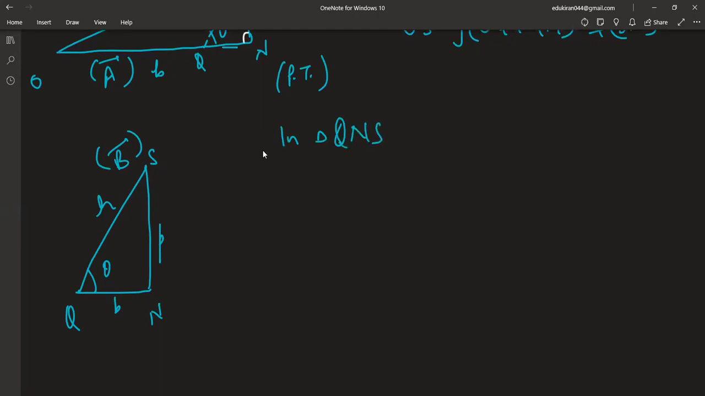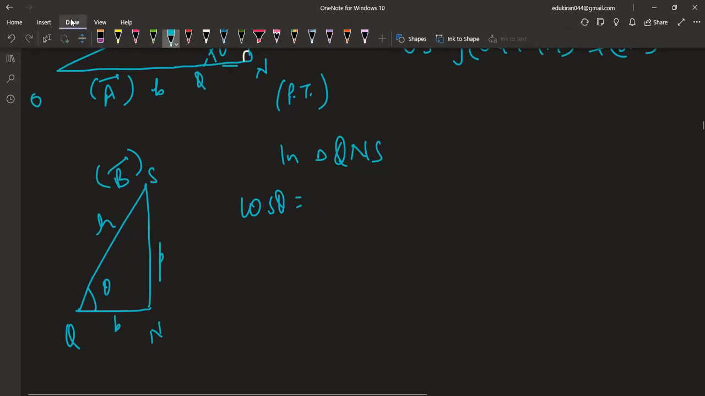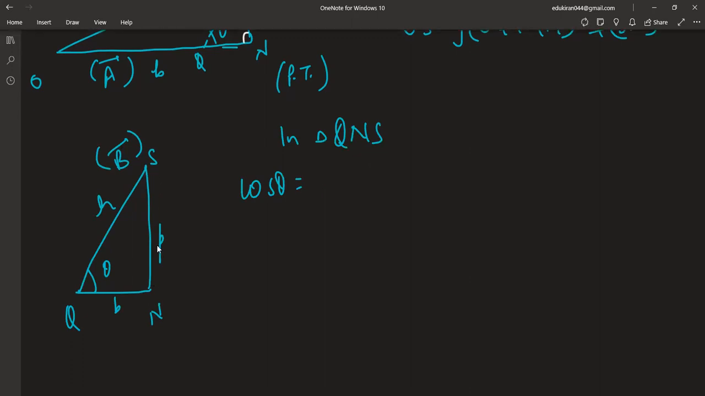QNS, when I talk about cos theta, what is it? Perpendicular upon base? So what's the perpendicular? No, we are talking about cos theta, so that becomes base upon hypotenuse. Base is what? Base is QN. What is the hypotenuse? Hypotenuse is QS. This is what we have, right? So what will QN be? QN will be equal to QS cos theta. Now you have one value of it, right?